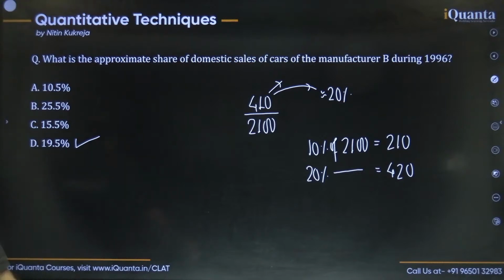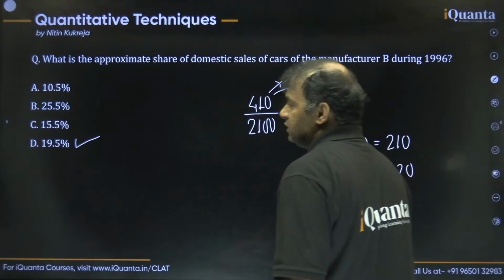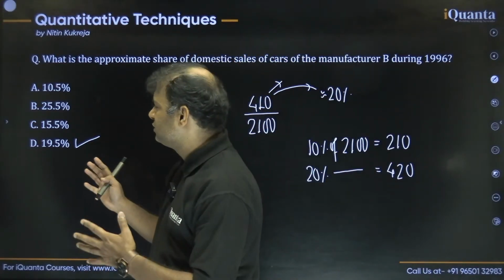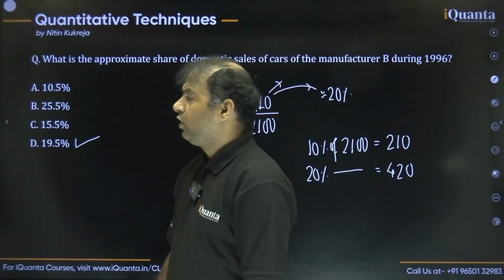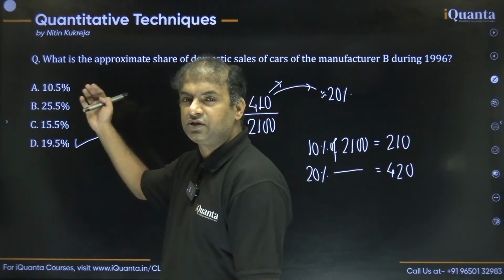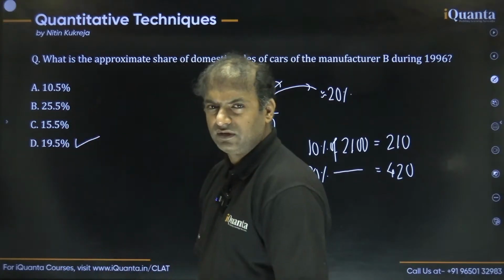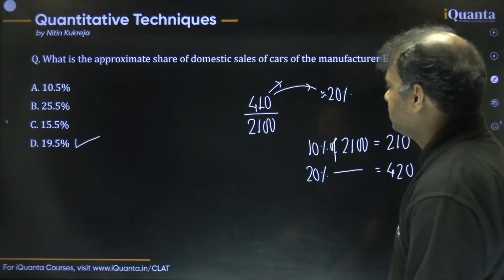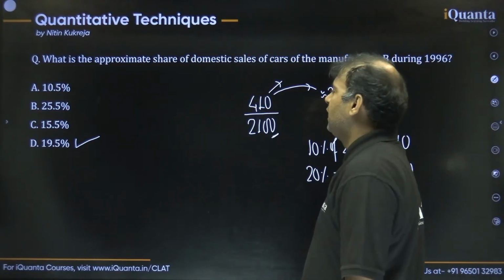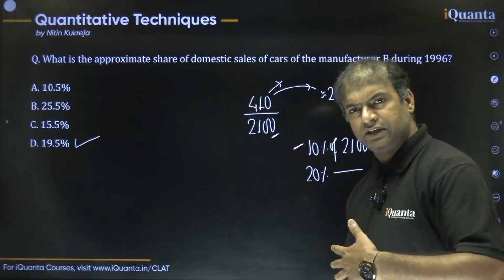Now, we can either calculate it all or we can do the approximation. So I just saw the options, and options are quite far away. In such a scenario, option checking can be a good tool, because options are not close. Options are 10, 15, 19 and 25. So we can use option checking in such cases. How did I do option checking? See, the base is 2100. So I just checked 10% of 2100 because finding 10% is always easy.